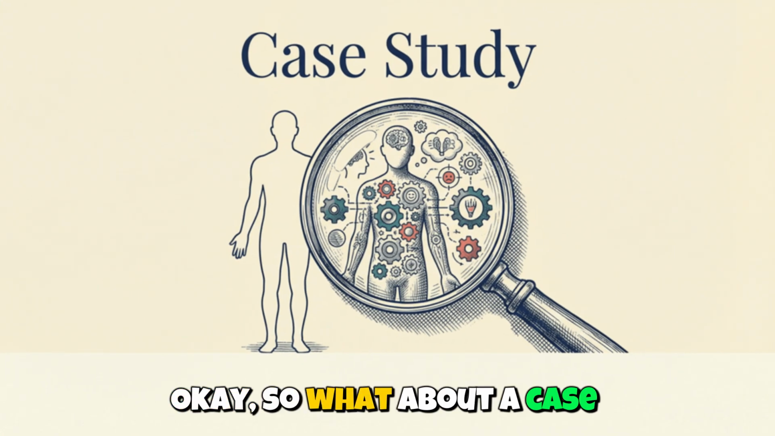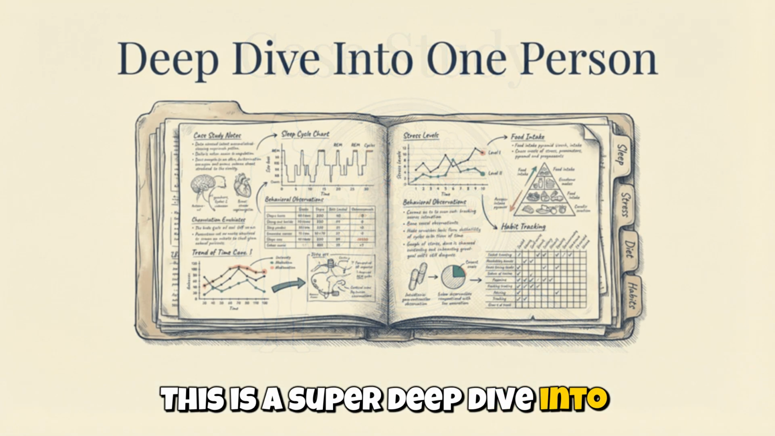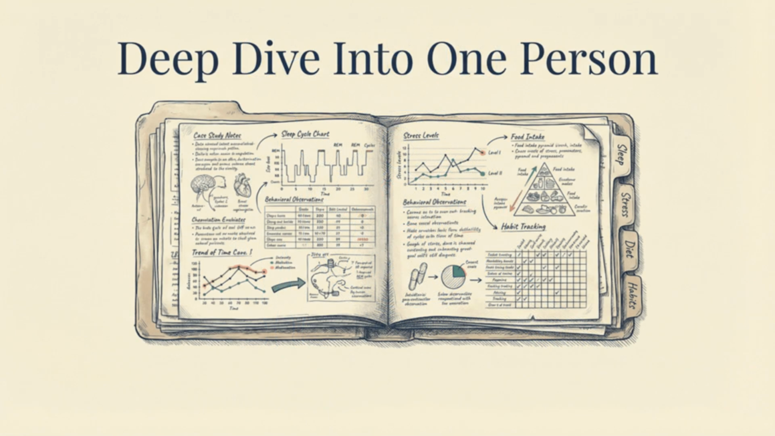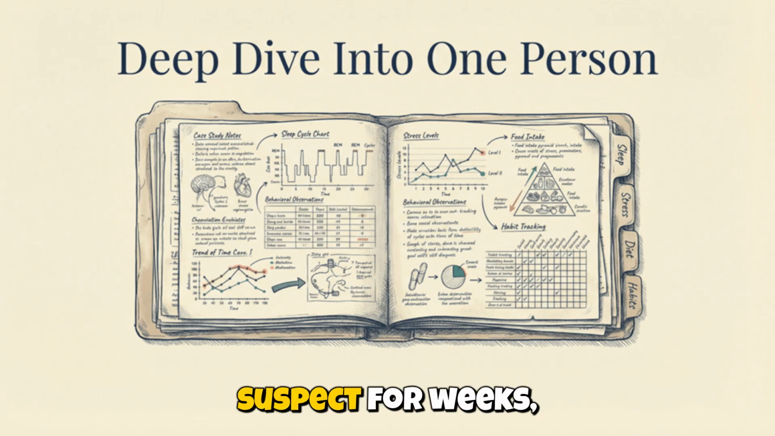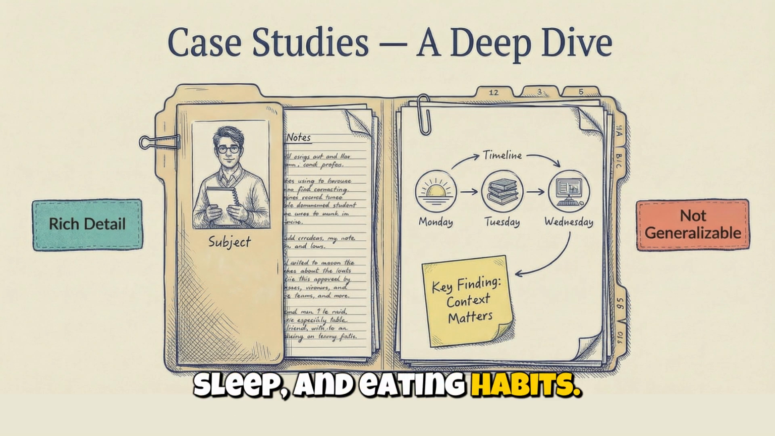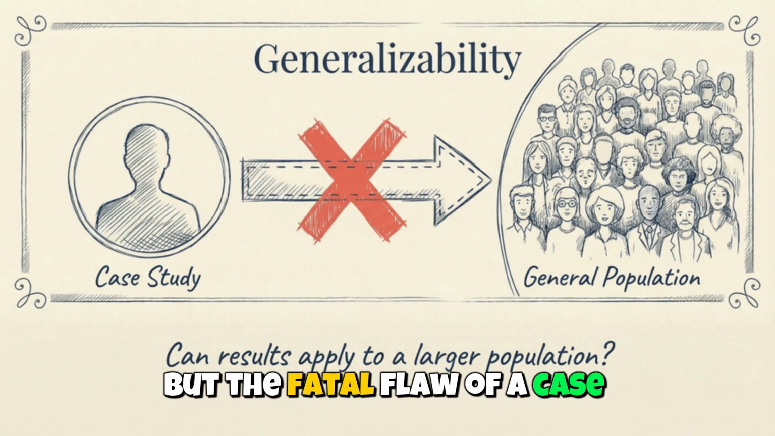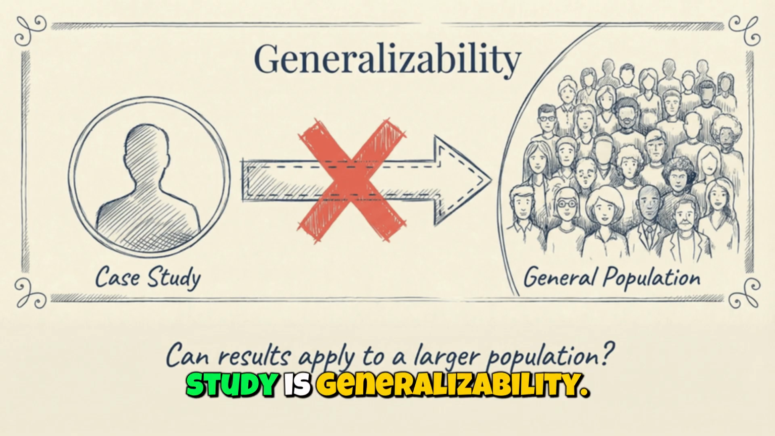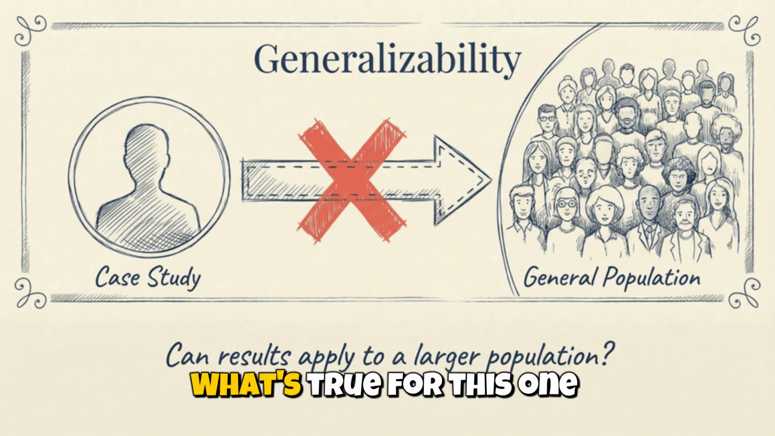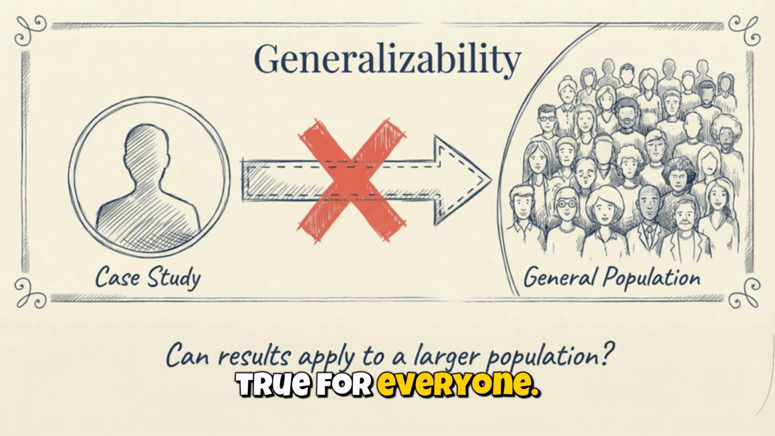Okay, so what about a case study? This is a super deep dive into one individual. We could study our prime suspect for weeks, tracking their stress, sleep, and eating habits. We'd get incredibly rich, detailed information. But the fatal flaw of a case study is generalizability. What's true for this one person isn't necessarily true for everyone.